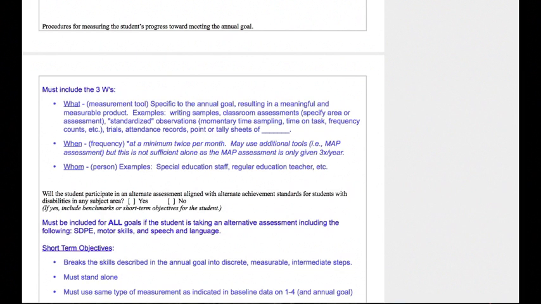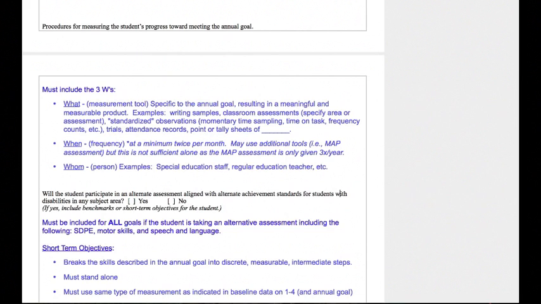So how frequently are you going to use that measurement tool to monitor student progress toward achieving that annual goal? And also, we want to make sure we're identifying who is the person responsible for utilizing that measurement tool, for making that observation, for giving that running record. You might have a multitude of people engaging in this very robust progress monitoring system.